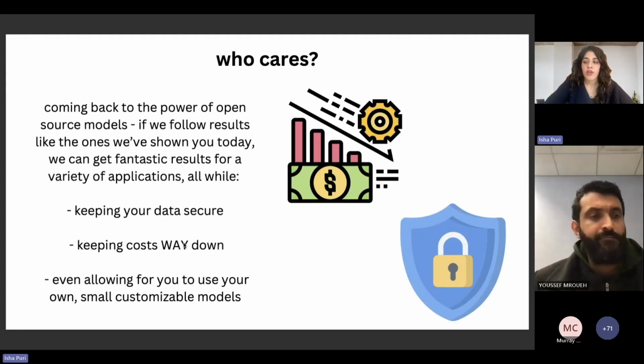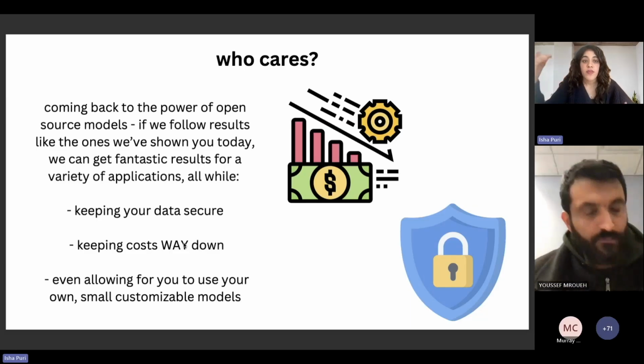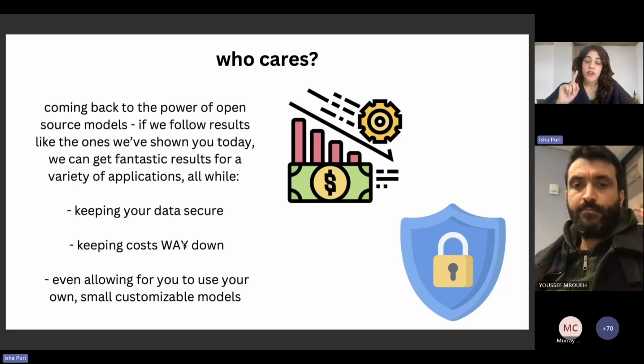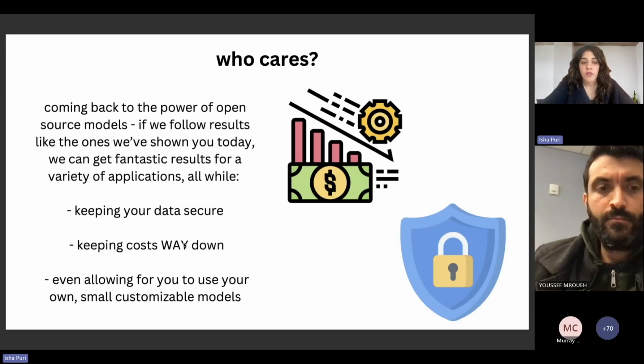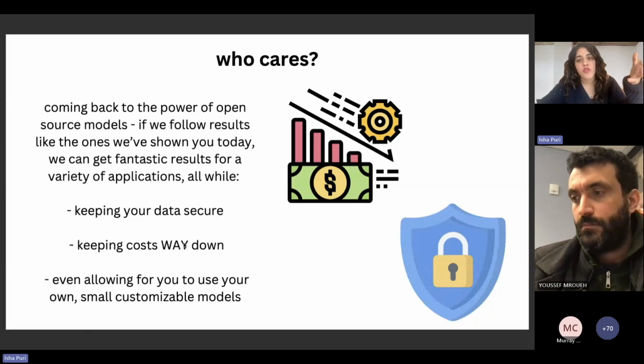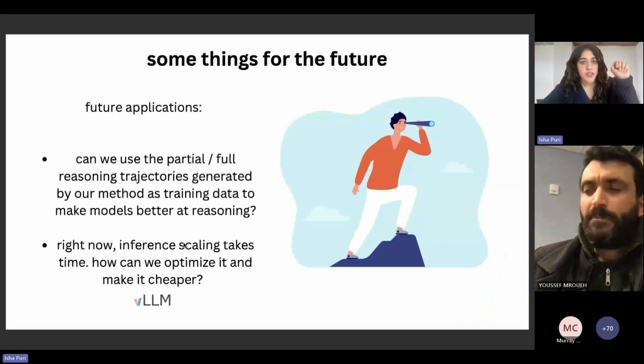And coming back to the power of open source models themselves, if you follow results like the ones that we've talked about today, you can get really strong results for a variety of applications, all while keeping your data secure, keeping your costs way down, and even maybe allowing you to use your own small customizable models if they're very domain-specific applications. And so, like we said in the beginning of the talk, there are really strong promises of using open source models. And if you can get the open source models to perform at a very high level, then you're kind of golden. I think what this method and a lot of other inference time scaling methods allow you to do is show that you can actually scale small models to very large potentials.